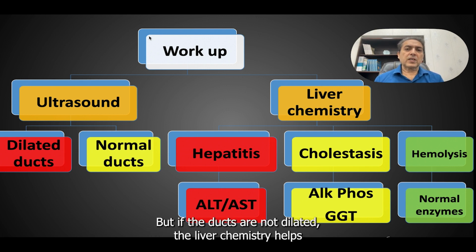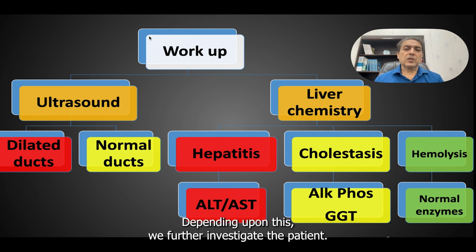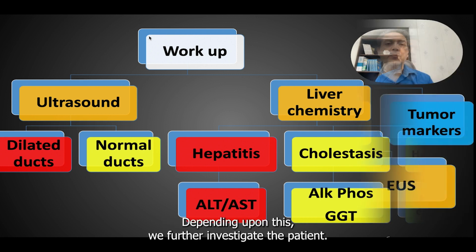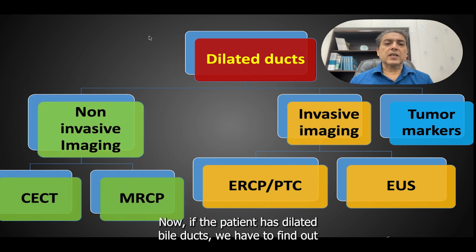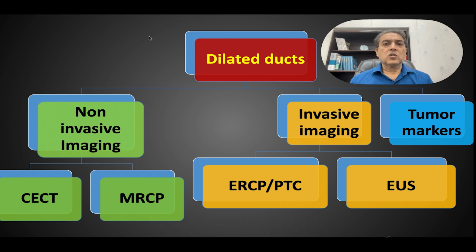Now, if the patient has dilated ducts, we can see that this is because of the obstruction. But if the ducts are not dilated, the liver chemistry helps us differentiate whether this is a cholestatic jaundice or a hepatocellular jaundice. Depending upon this, we further investigate the patient. Now, if the patient has dilated bile ducts, we have to find out what is the reason for this obstruction and dilatation of the ducts. So we need other tests.